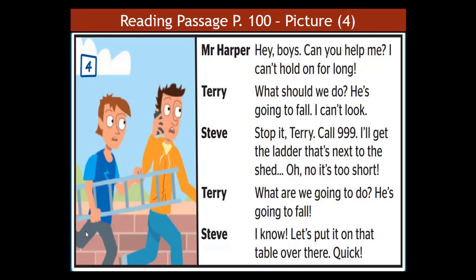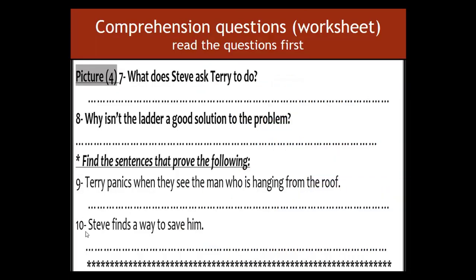Now, this is picture number 4. You've got to scan this picture and find out the answers to the previous questions. Now the questions once again. What does Steve ask Terry to do? Now go back to picture number 4 and figure out the answer. Yes? To call 999. To call 999. This answer is found in line number 5.